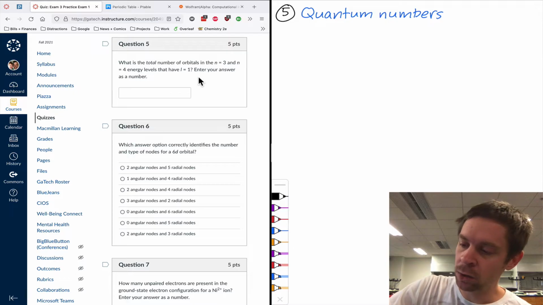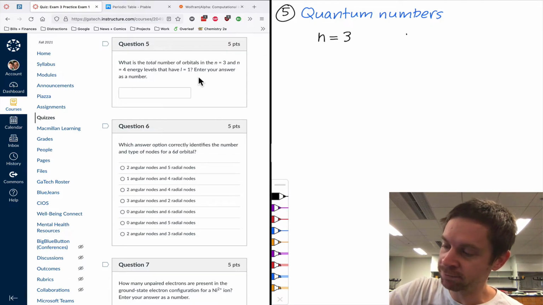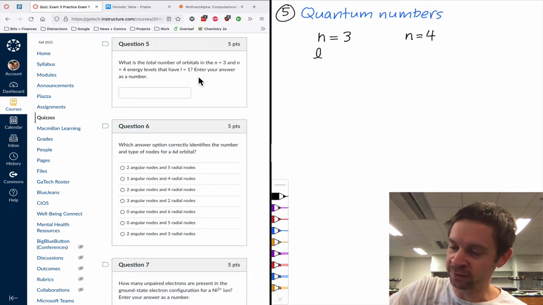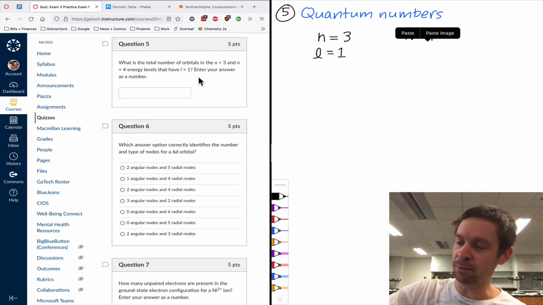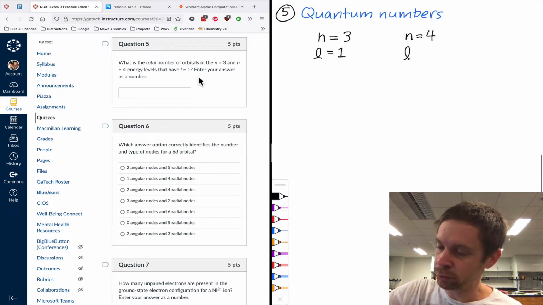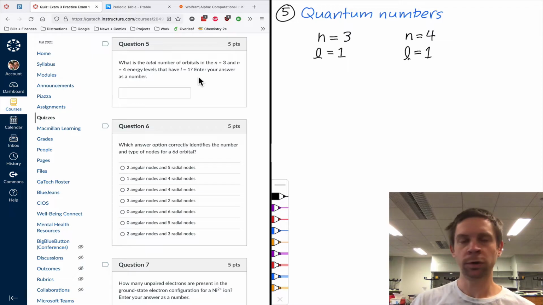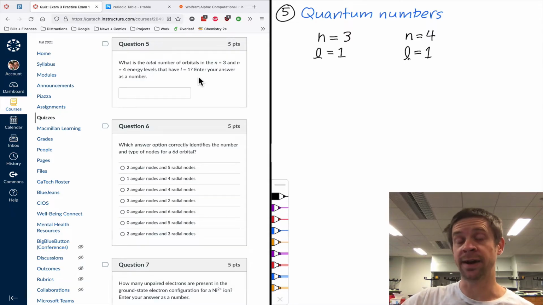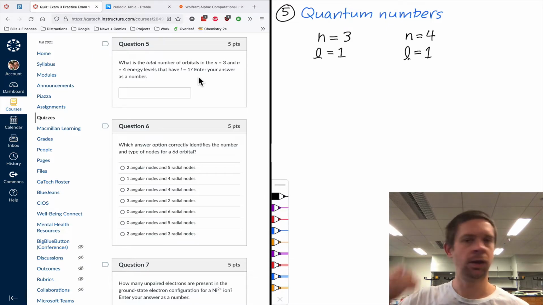So let's do that. We've got two allowed values of n based on what's given in the problem, n equals 3 and n equals 4. The L value that we're interested in, in both cases, is L equal to 1. Now what we want to do is take those sets of quantum numbers and deduce the number of orbitals within the subshell specified by n and L. Keep in mind, the principal quantum number and the orbital quantum number specify a subshell: 1s, 2s, 2p, 3s, etc.